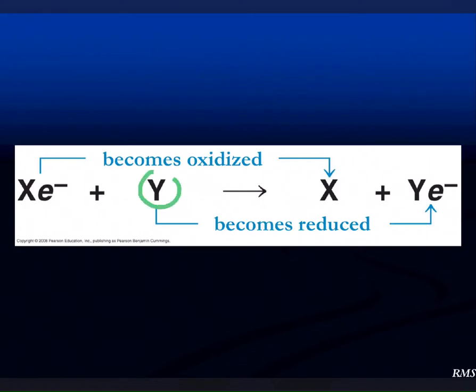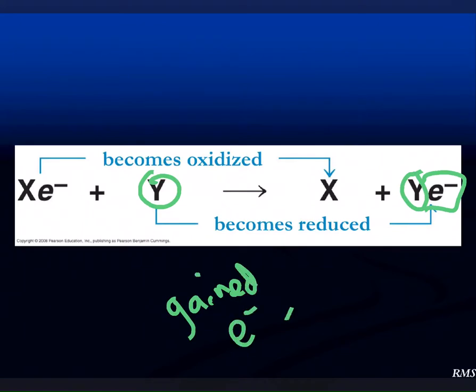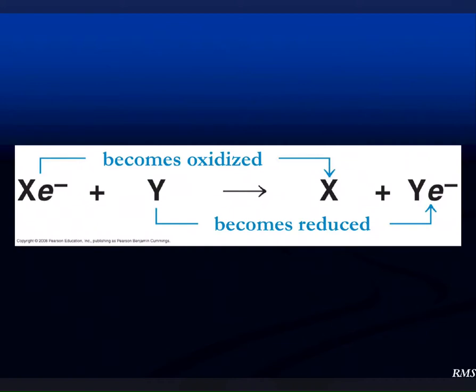Now, if we look at molecule Y here and molecule Y here, it now has the electron. So if it gained the electron, when it gained an electron, it was reduced. So gaining an electron is a reduction. Oxidation is the losing of an electron.